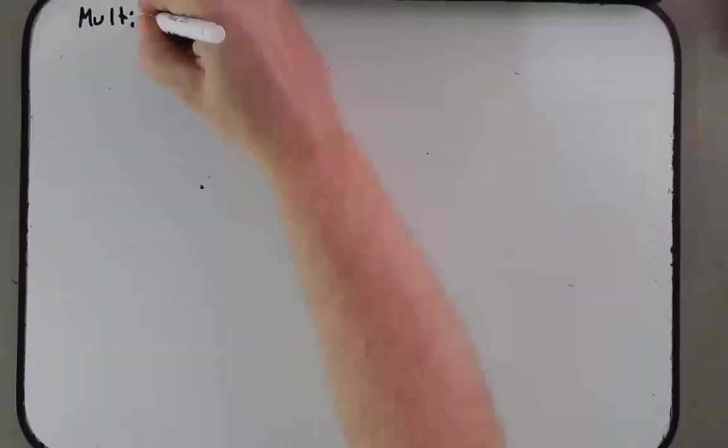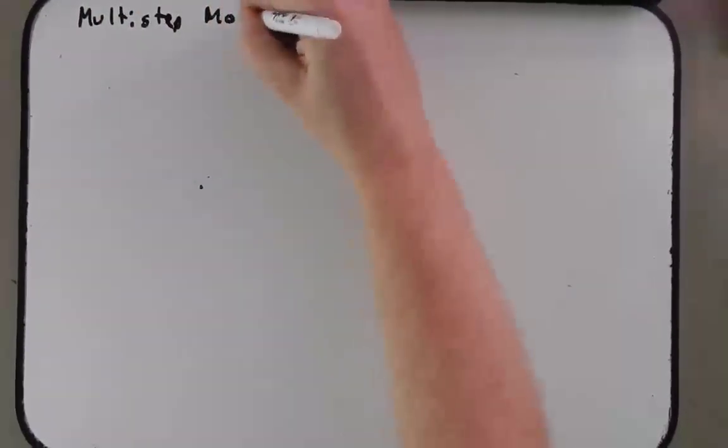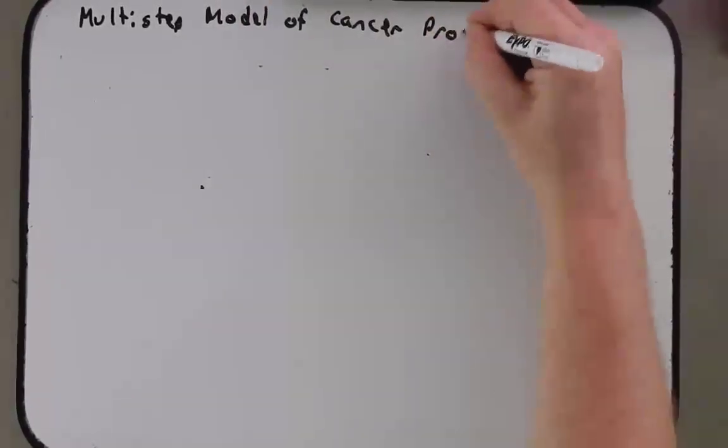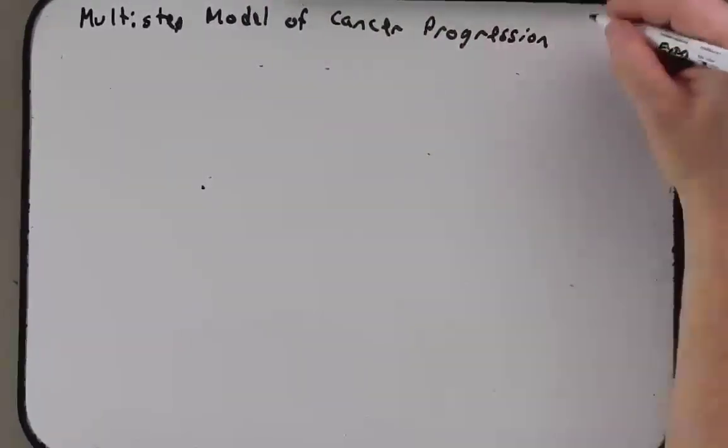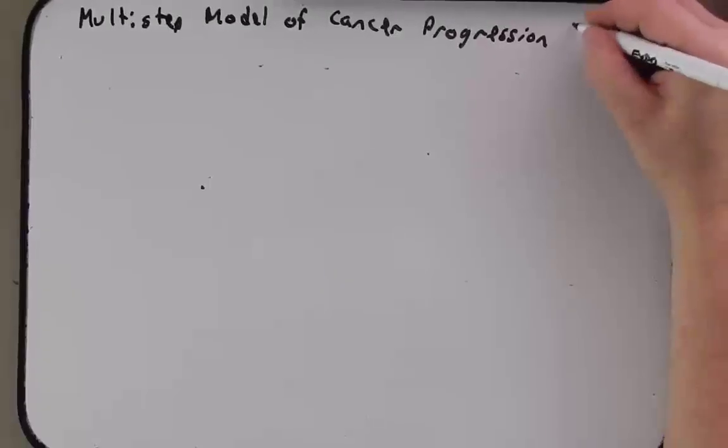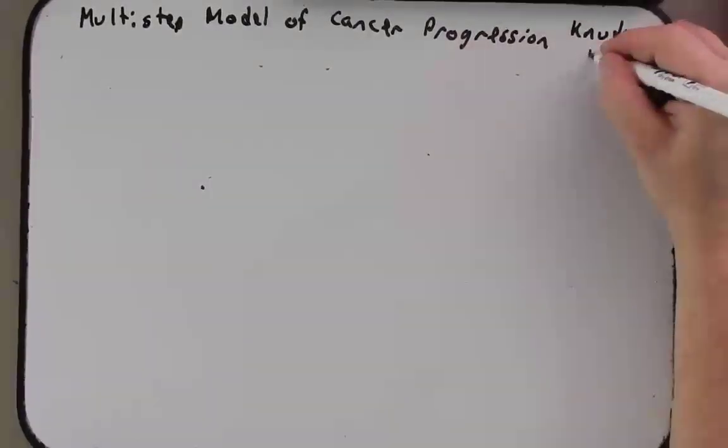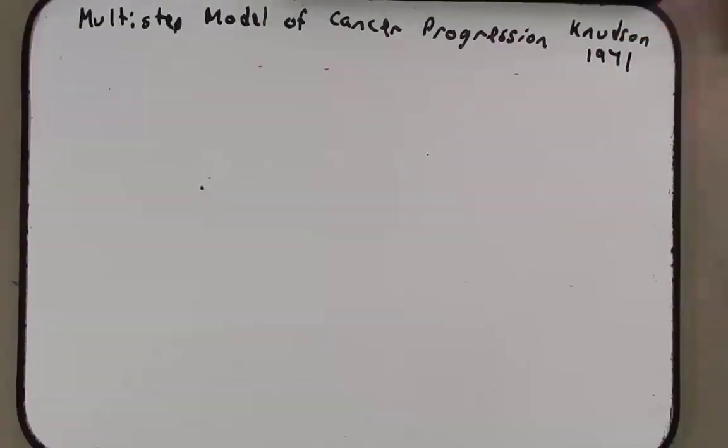Next, I want to talk about the multi-step model of cancer progression. This idea was first formulated by Knudsen in 1971. Since it's not a single gene mutation, these mutations have to accumulate. And as they accumulate, the cancer cells will take on new traits.